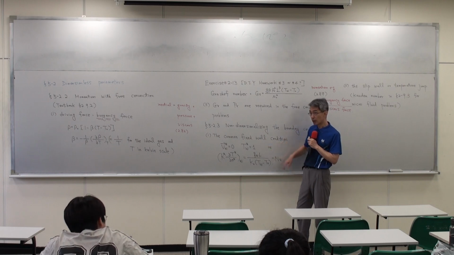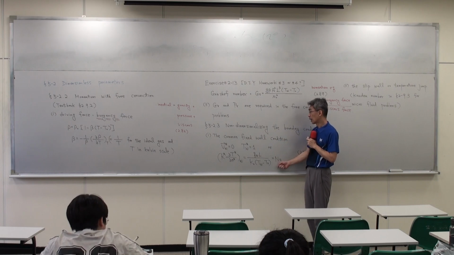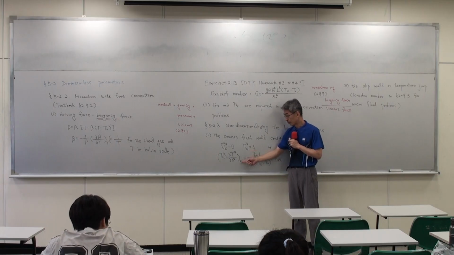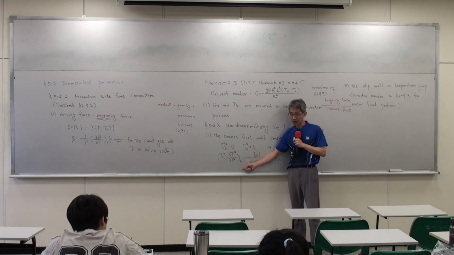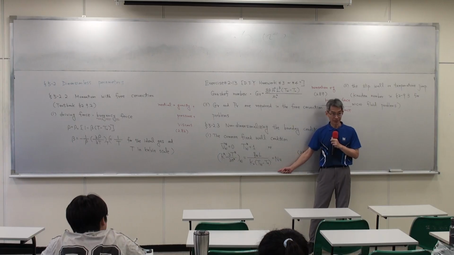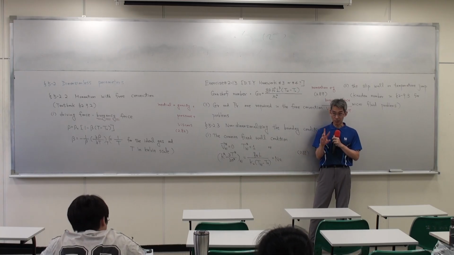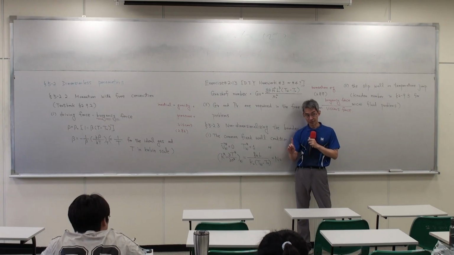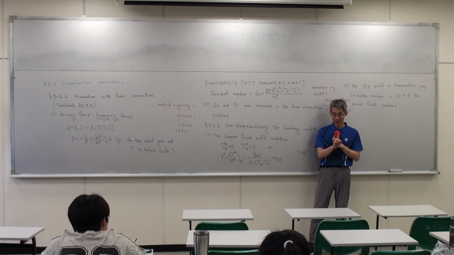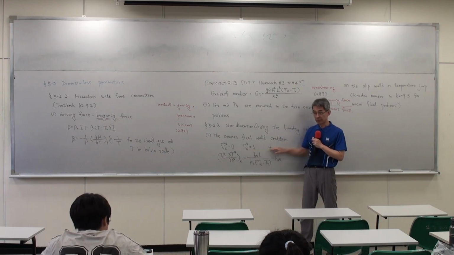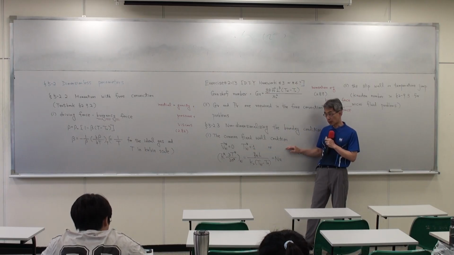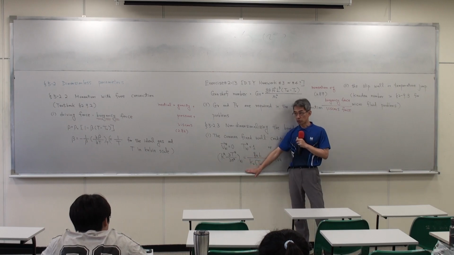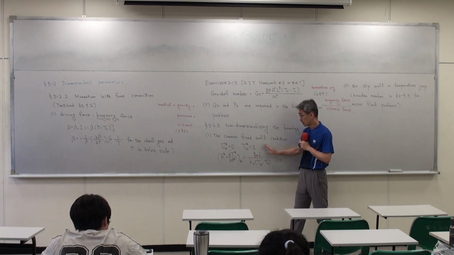Another heat transfer condition is like this. Does anyone have an idea what this condition is? Fixed heat transfer. So heat transfer has two common conditions: fixed temperature and fixed heat transfer. You can only choose one. If you have this, then the heat transfer becomes unknown. If you have this, the temperature becomes unknown.